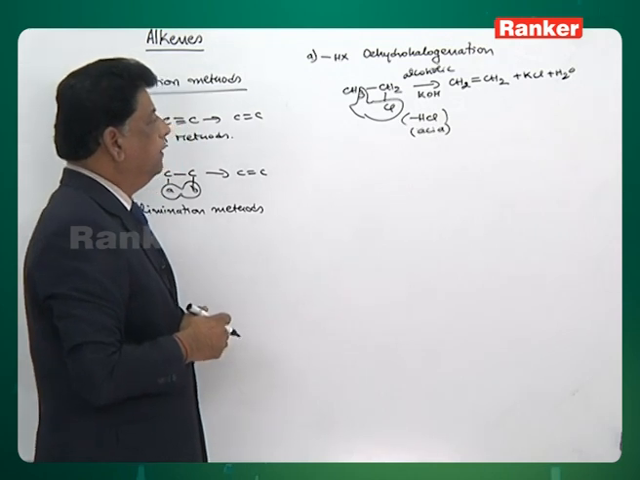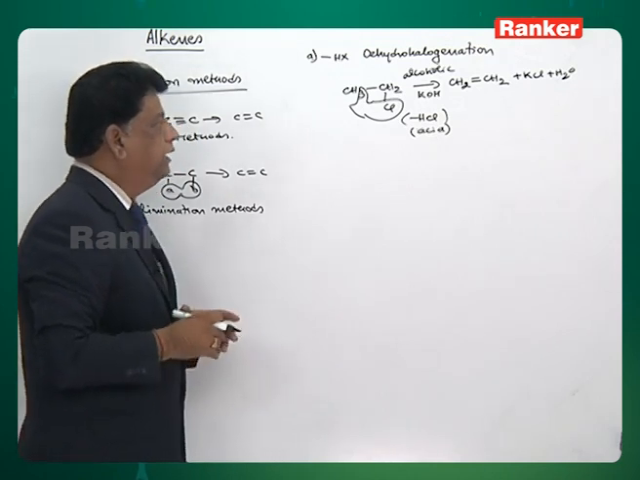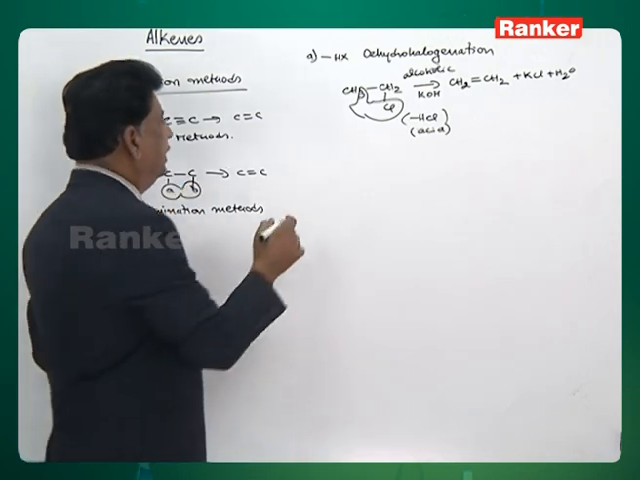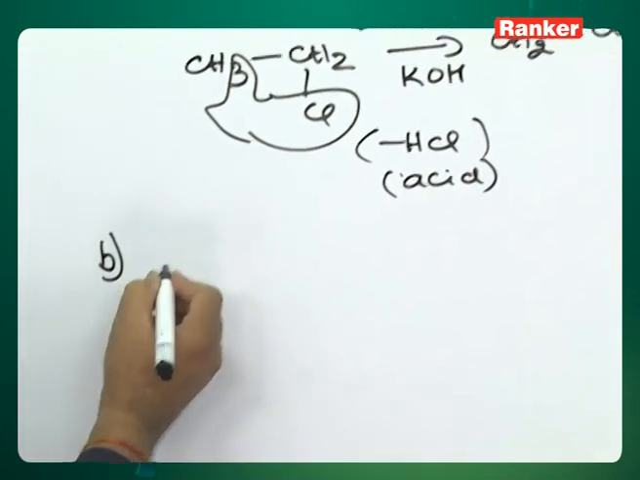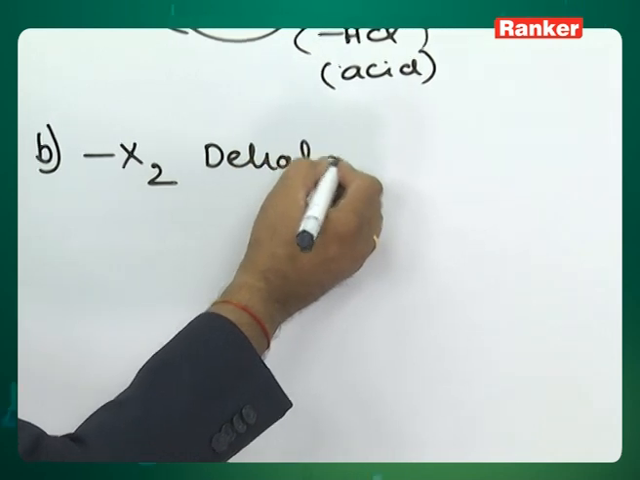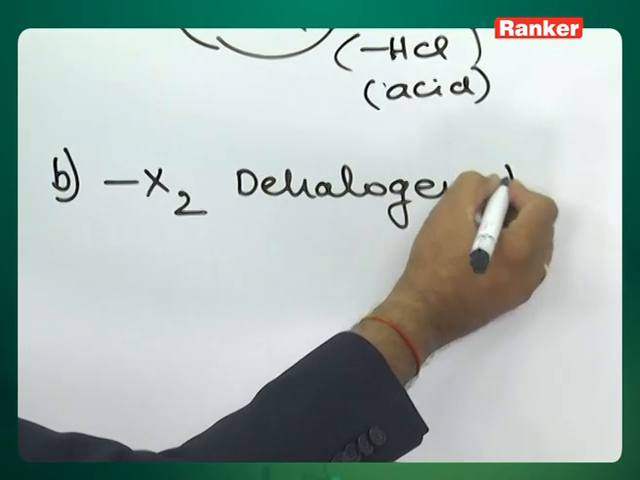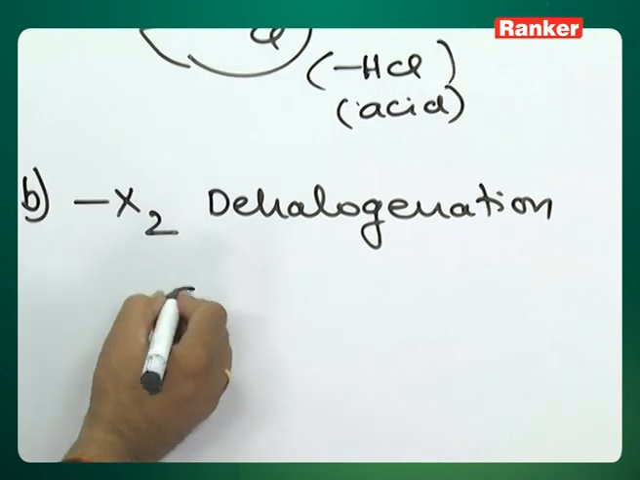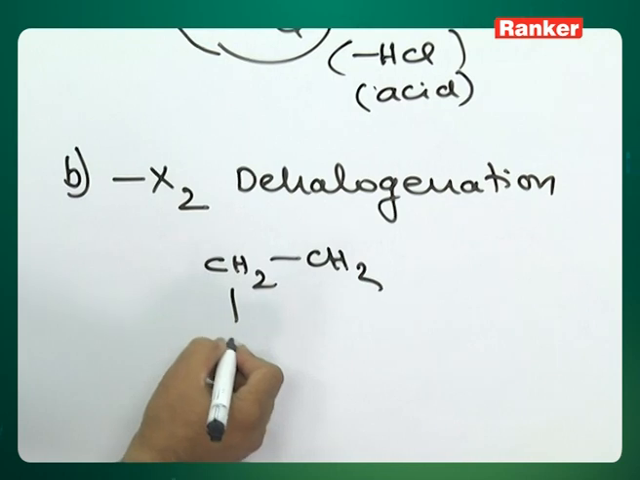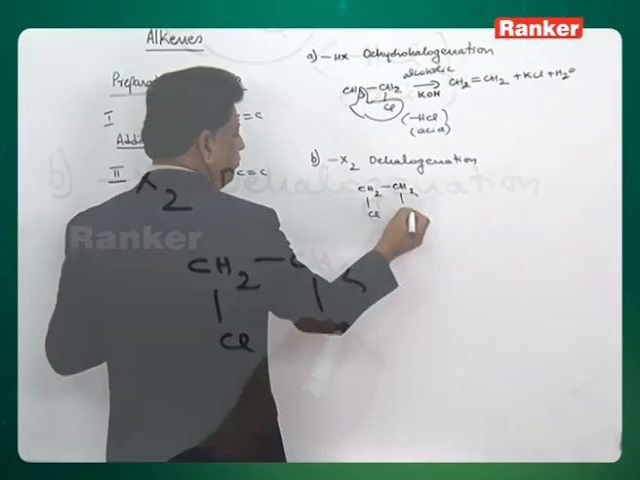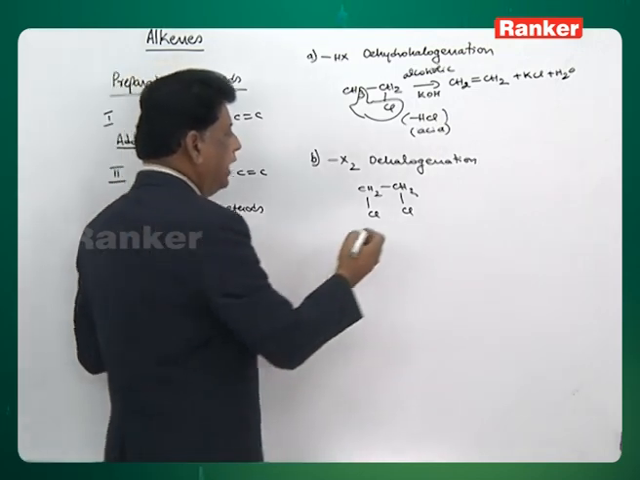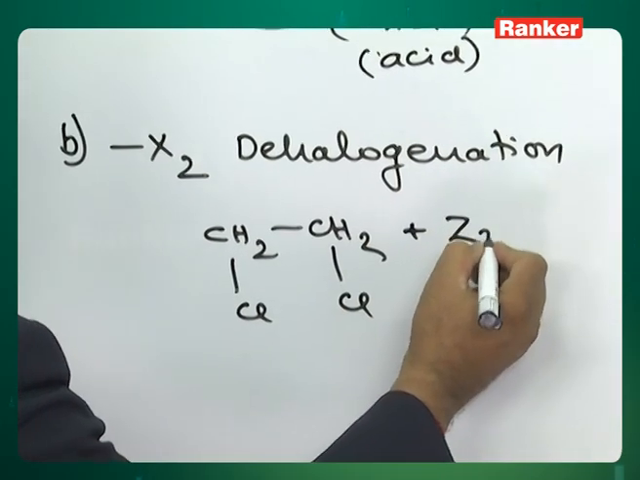But instead of HCl, you can also remove the 2 halogens, that is called dehalogenation. Minus X2 is known as dehalogenation. If the system has 2 halogens side by side, then the 2 halogens can be removed. For example, 1,2-dichloroethane is there. You add zinc powder.